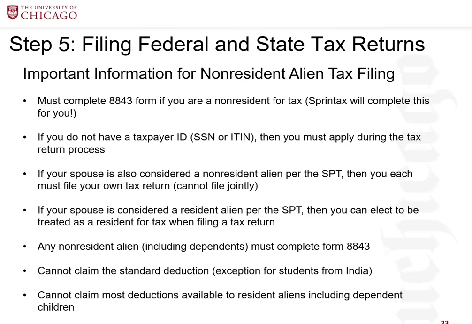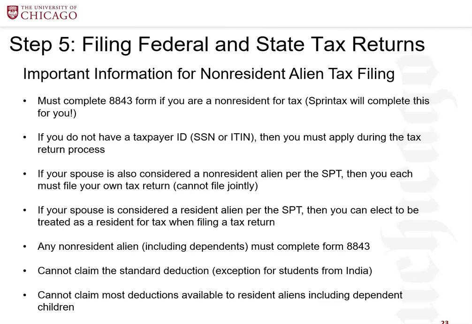And if your spouse is considered a resident per the substantial presence test, then you can elect to be treated as a resident for tax when filing your tax return. So if you're married to someone who's a resident for tax, you may be able to file married filing jointly. Any non-resident alien, including dependents, must complete an 8843. So, for example, if you have dependent children and they are very young but they're considered non-residents, you may need to complete this 8843 form on their behalf and mail it in at the same time as you file your tax return.